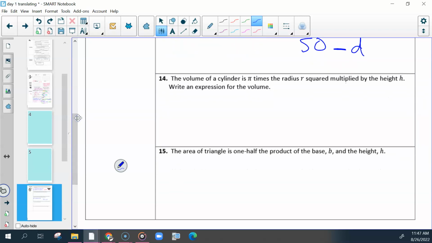The last one we're going to do is 14. The volume of a cylinder is pi times the radius r squared multiplied by the height h. Write an expression for the volume. So what don't we know here? Let's start with that. Matthew. The exact volume. And we can say V for volume.